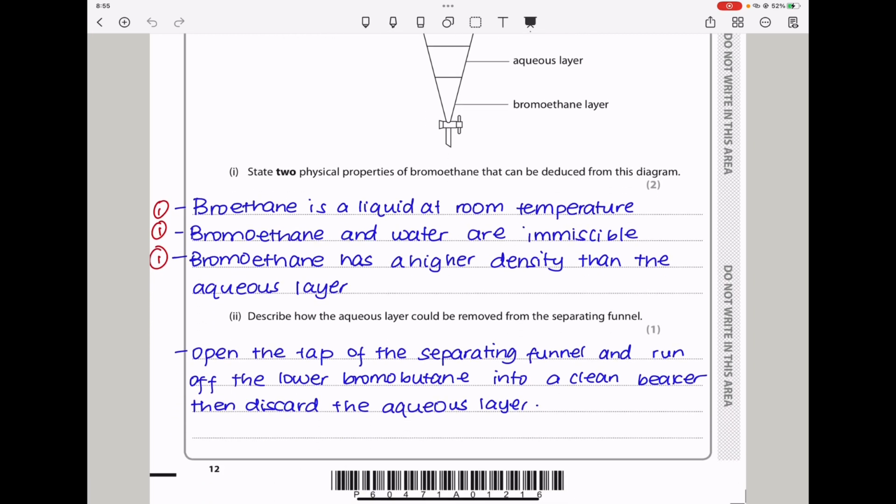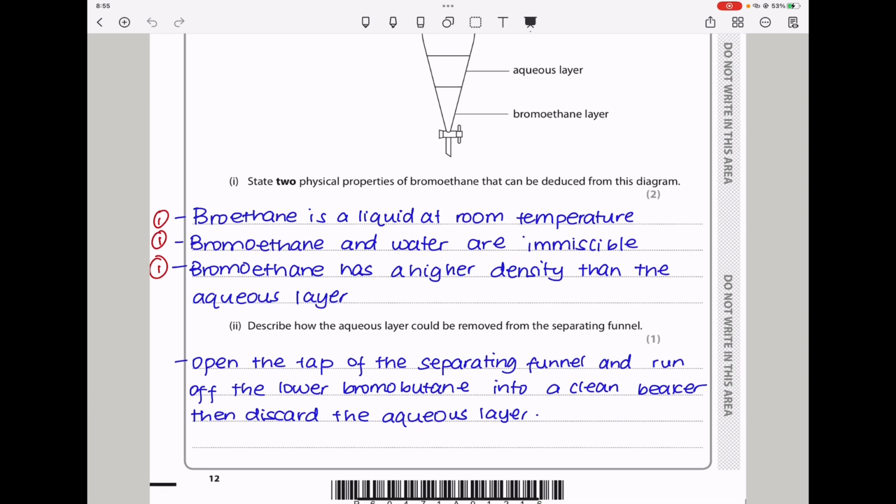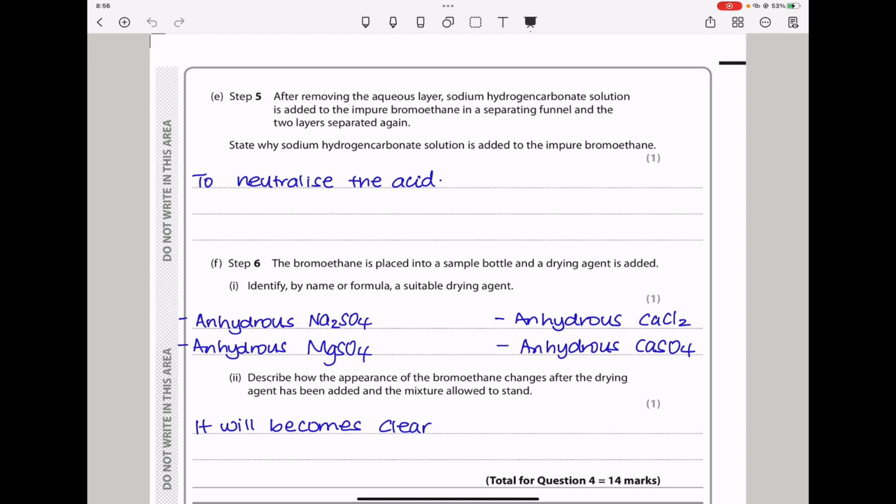Next they say, describe how the aqueous layer could be removed from the separating funnel. So in this case, you put an empty clean beaker below the tap, open the tap, and slowly run off the bromoethane layer. And then get a new clean beaker and open and run off the aqueous layer. And you could discard the aqueous layer because our purpose is to remove the aqueous layer. Moving on. In step 5, after removing the aqueous layer, sodium hydrogen carbonate solution is added to the impure bromoethane in a separating funnel and the 2 layers separate again.